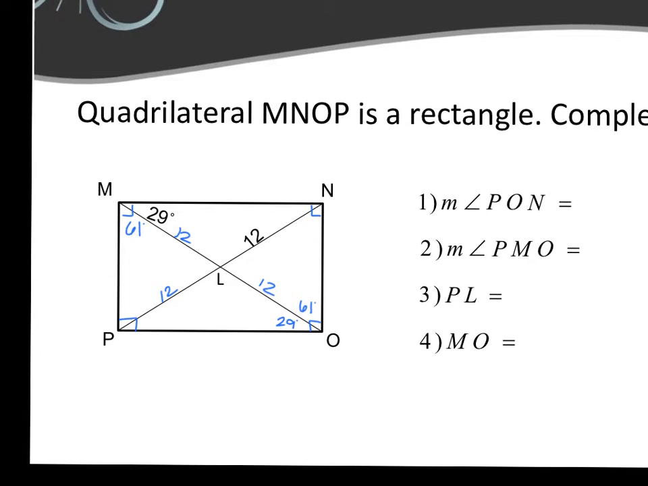Okay, now diagonals are not necessarily perpendicular, so I don't know anything about where these meet, those angles. And all I know about the MPO is that it's a right angle. I don't know the individual parts. So when it asks for PON, it's this angle here. We said this was 90 degrees. PMO is this angle here, which is 61 degrees. PL is this segment. We said that's 12. And MO is this whole segment, which would be 24. Good.